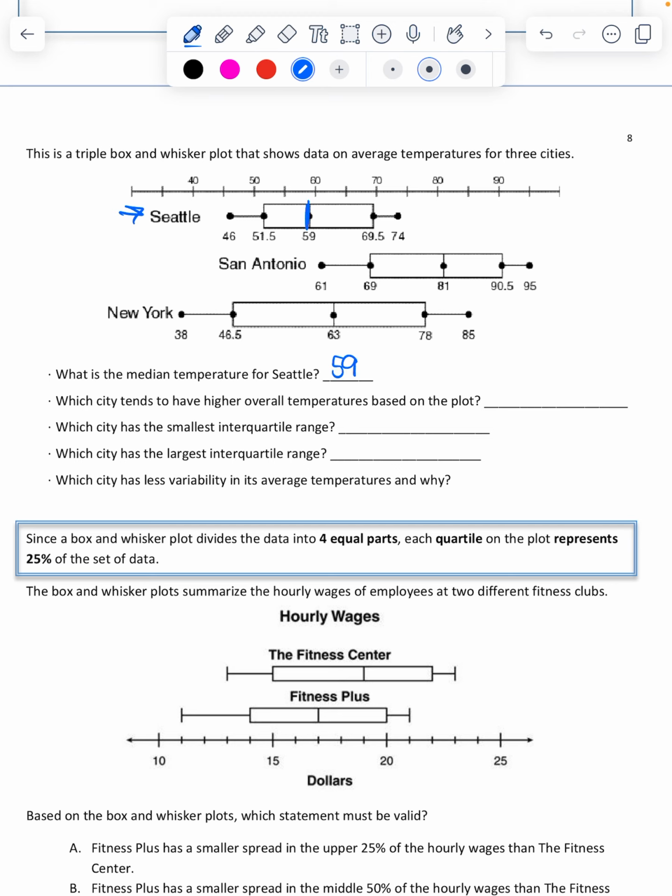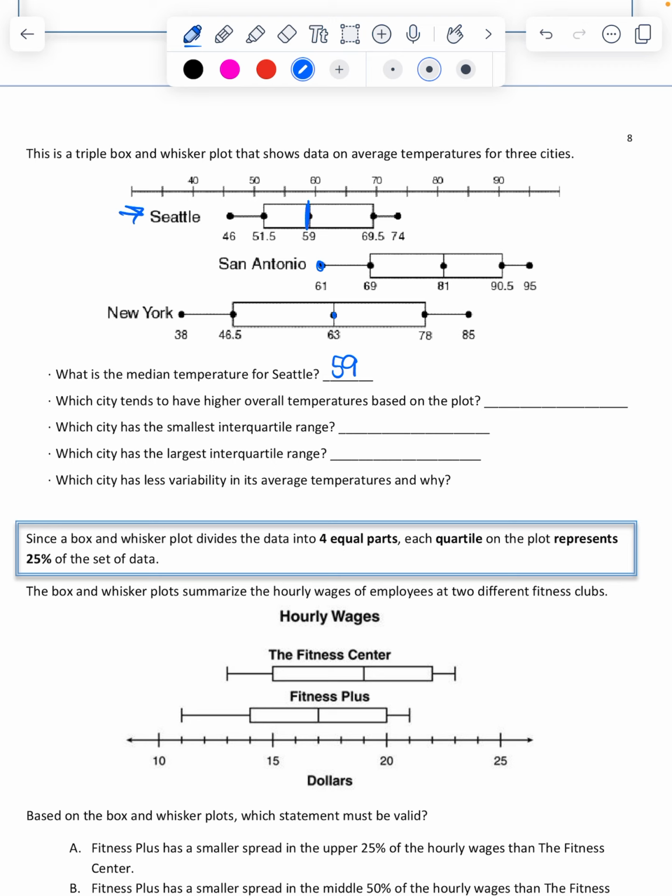Which city tends to have a higher overall temperature based on the plot? Now this one is interesting. When you're looking at this, you'd have to understand the percents of the box and whisker plot. If we're looking at San Antonio, we can see that it's shifted to the right more than Seattle and New York. And if you're looking at the different values, of course, 61 is the minimum, which is less than 63, which is the median in New York.